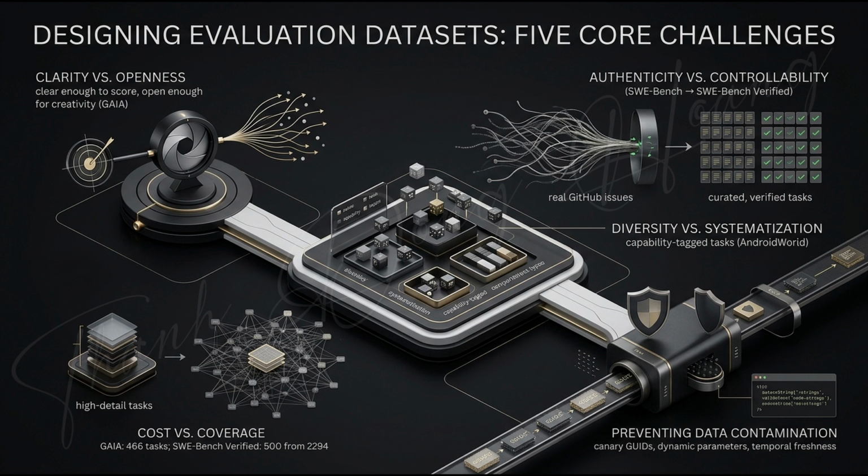Fourth, cost versus coverage. Bigger datasets cost more to run, so teams often trade dataset size for stricter quality control. Fifth, and often the most overlooked, preventing data contamination. If an evaluation task leaked into a model's training data, you're measuring memorization, not ability, like scoring well on an exam because you memorized the answer key. Some frameworks embed unique tracking identifiers into tasks, so if a model ever reproduces one verbatim, you know it memorized the benchmark rather than solved it.